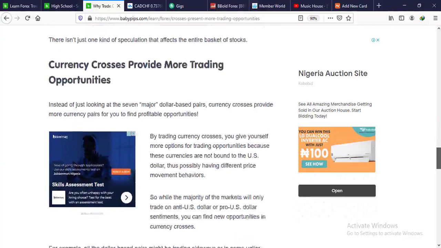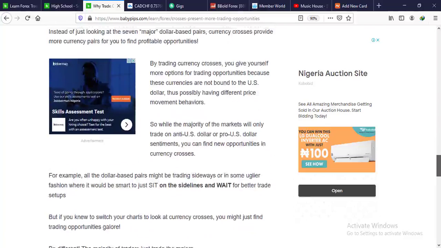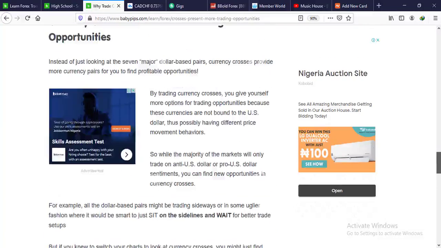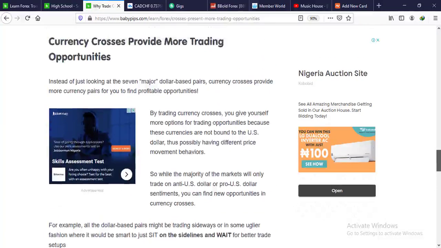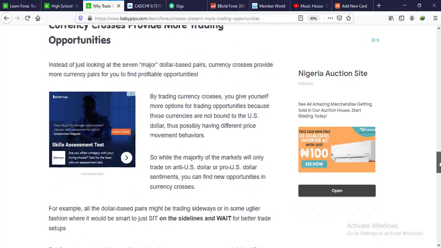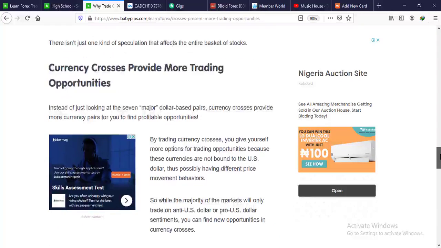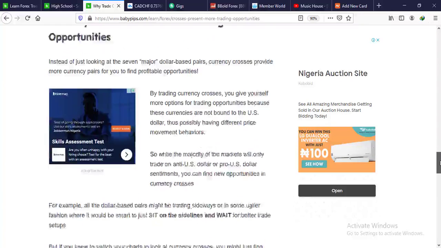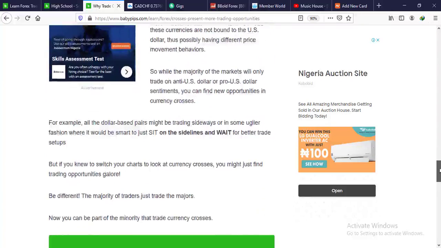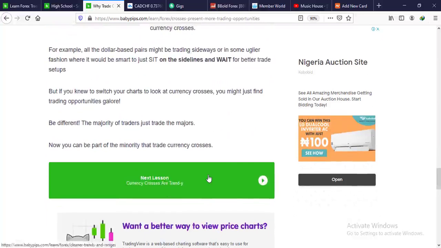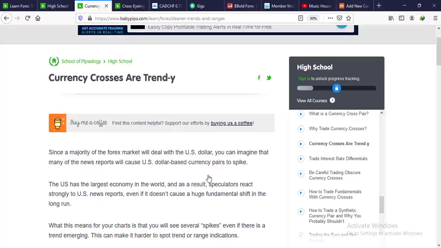That is what brings us to trading cross currencies, because there will be other options to trade in case a particular currency which is tied to the reserve currency is weak. So we have many other options. So that is about currency crosses providing more trading opportunities, which we just explained. So let's move ahead to the next lesson that says currency crosses are trendy.